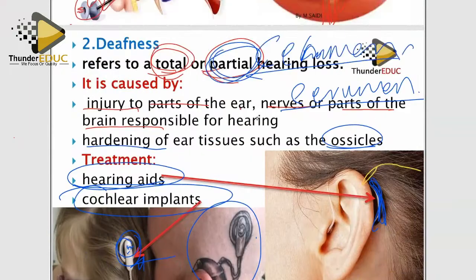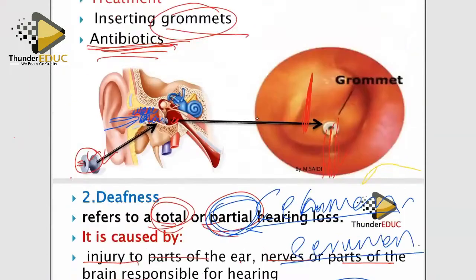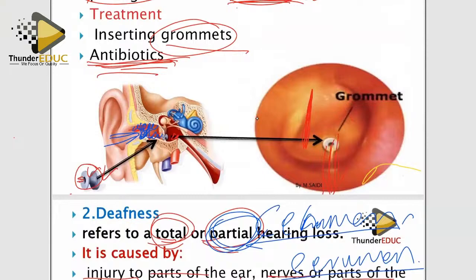So guys, basically that's the ear. You need to know the structure of the ear. You need to know the function of the parts. You need to know the hearing process. You need to know the balance. You need to know the defects of the ear. And once you know that, then you are able to know.